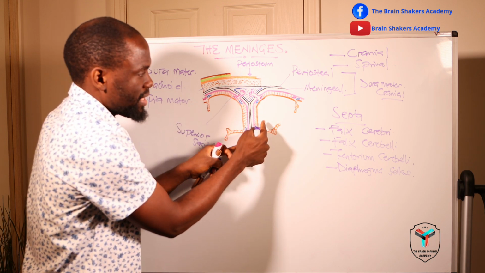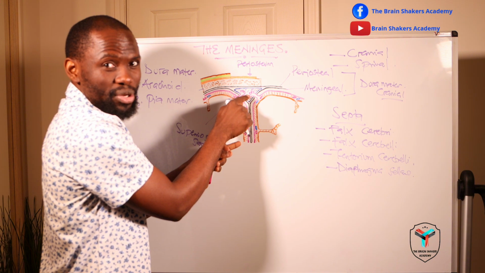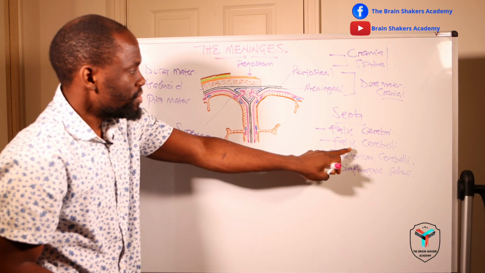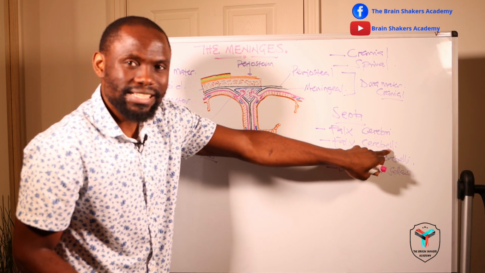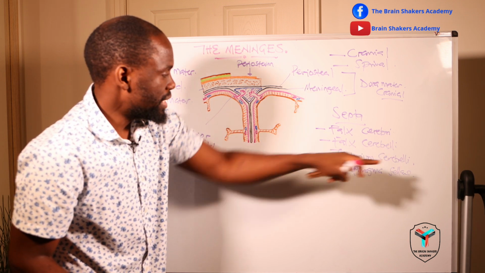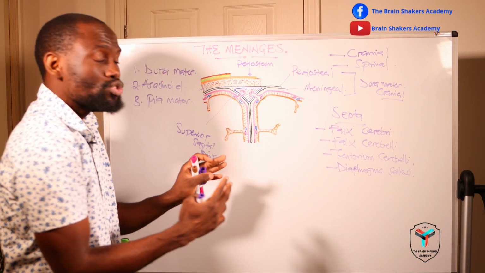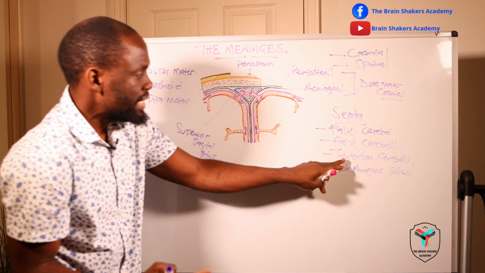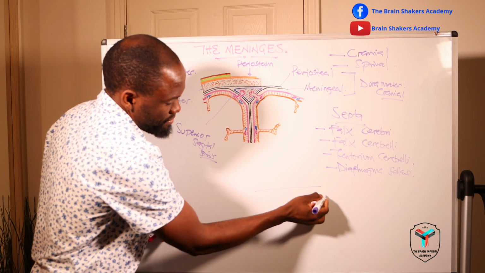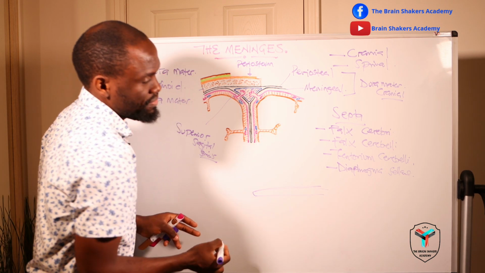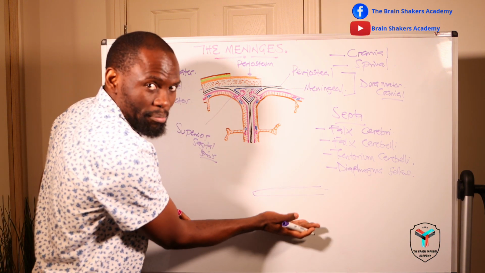The falx cerebri is basically separating the two hemispheres into the left and the right, and this is exactly what we are seeing here. As it folds inside here, it creates a space for the superior sagittal sinus. Now, the falx cerebelli, at the bottom aspect of the cerebellum, will also separate the cerebellum into two hemispheres. Then the tentorium cerebelli forms in a more transverse arrangement to separate the cerebrum from the cerebellum.